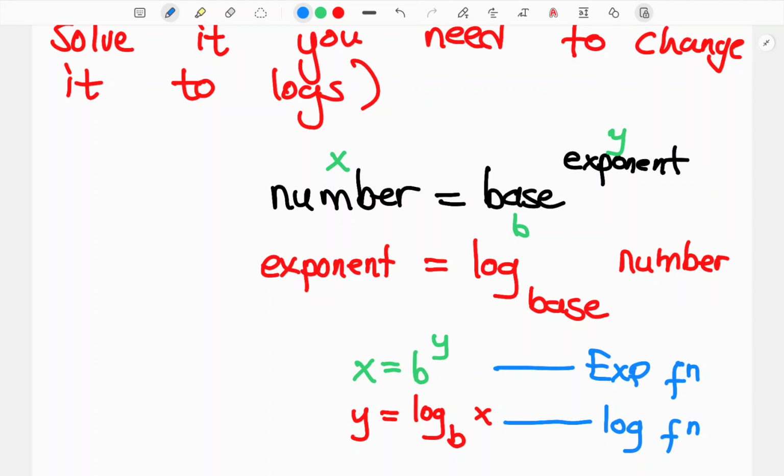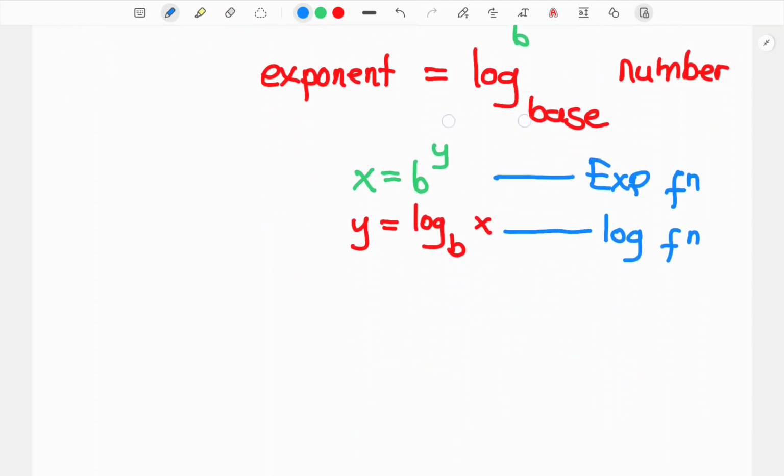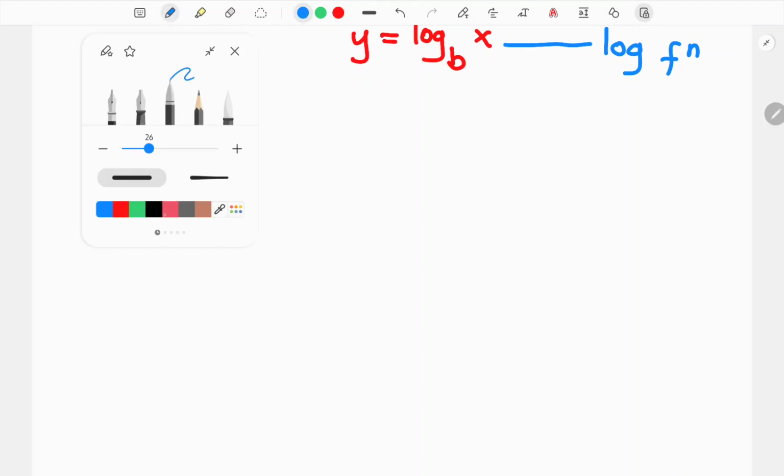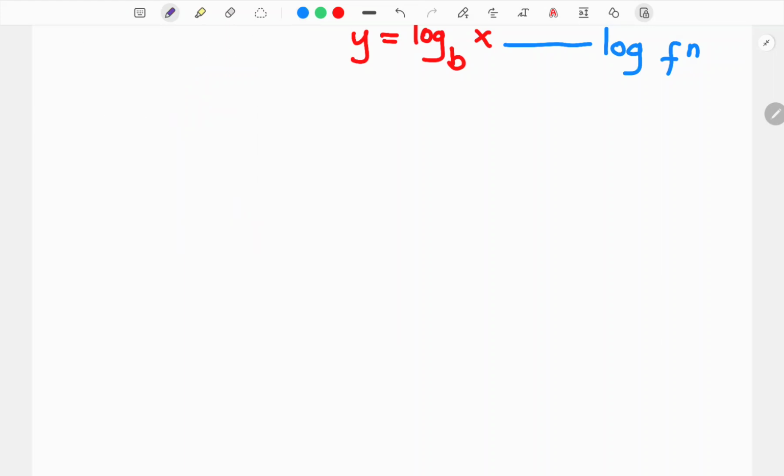So let's move on. There's something very important that you will encounter in this section that you will need to understand quite clearly. So let's unpack this. Okay, that was number 1, converting from exponential to logs.